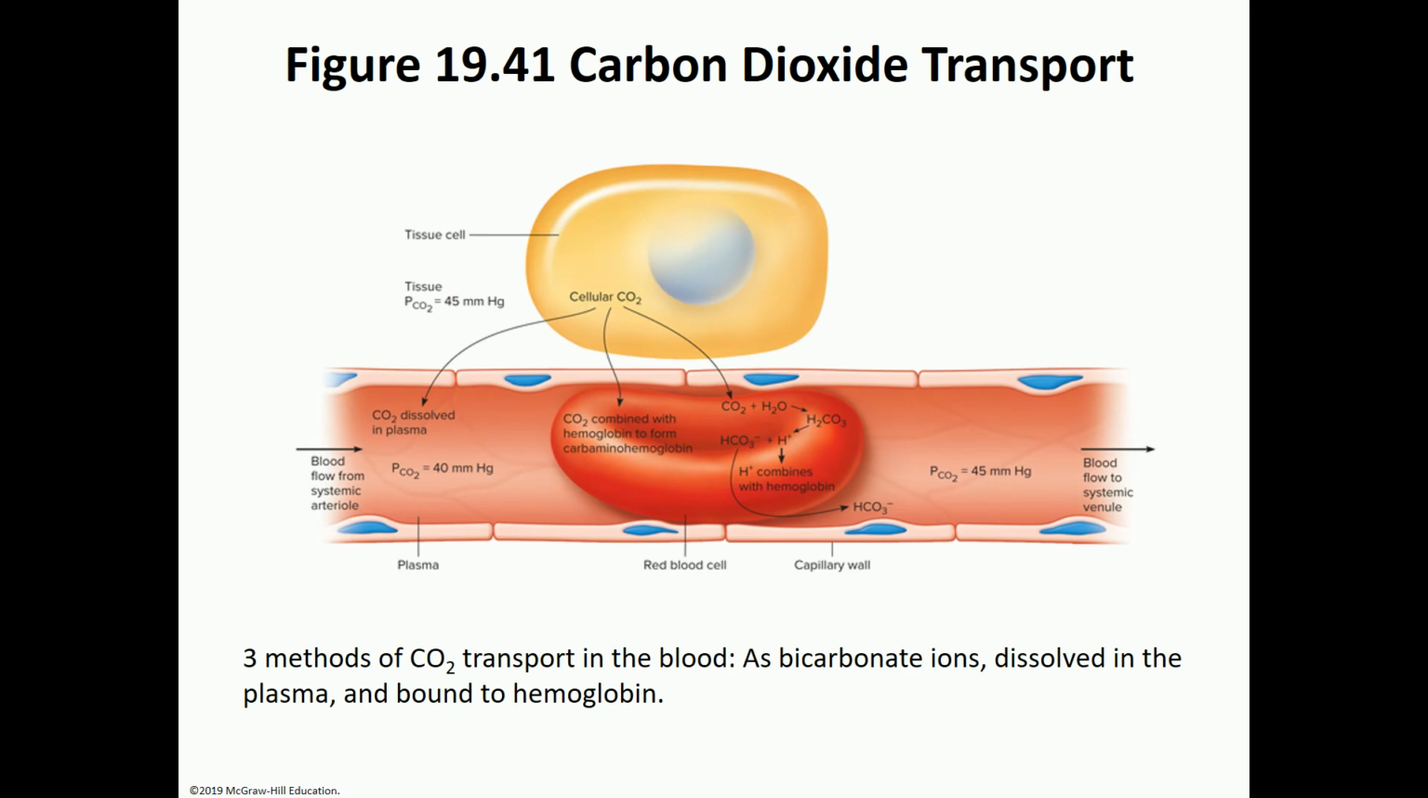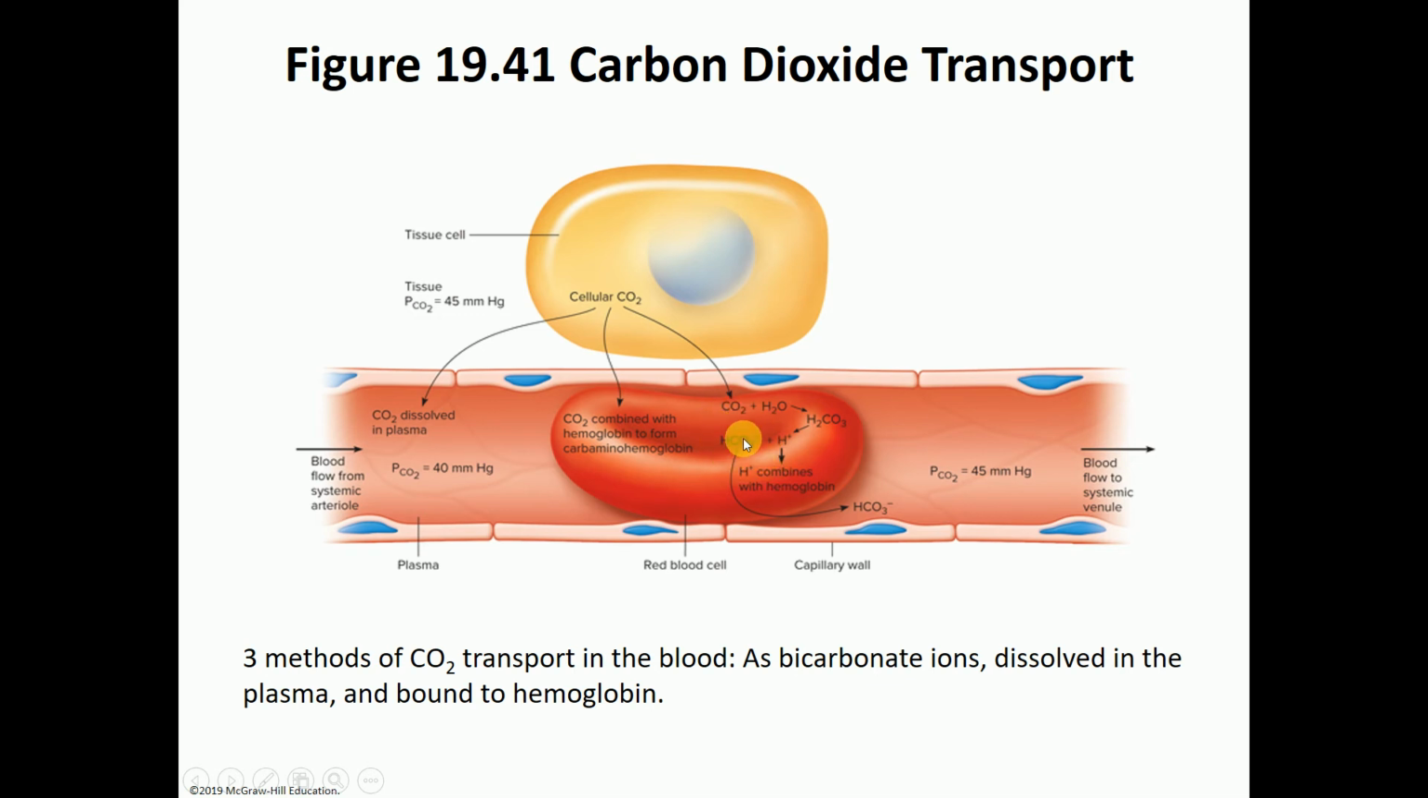And here you can see how the carbon dioxide is transported, diffusing from the tissue into the blood. Again, some of it dissolves in plasma. Some other carbon dioxide will combine with hemoglobin to make carbaminohemoglobin, but by far the number one way of transporting carbon dioxide is where inside of the RBC it combines with water to make carbonic acid that then dissociates into hydrogen and bicarbonate. That hydrogen ion is going to combine with hemoglobin.